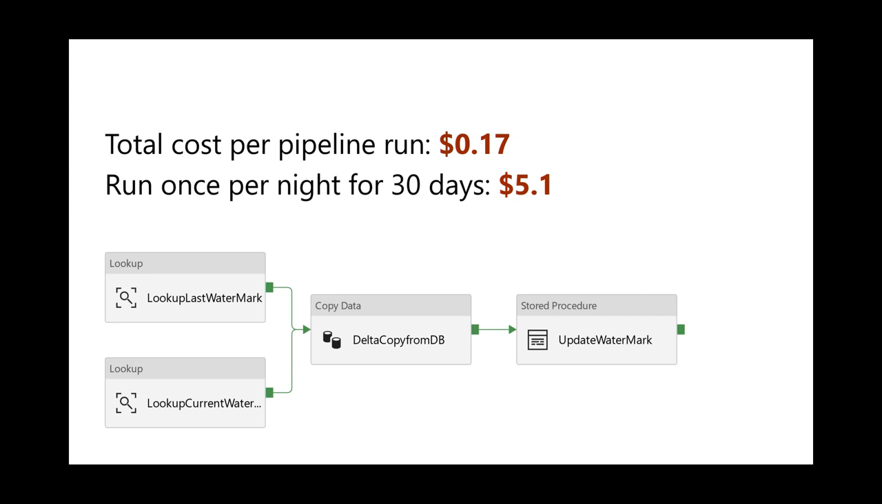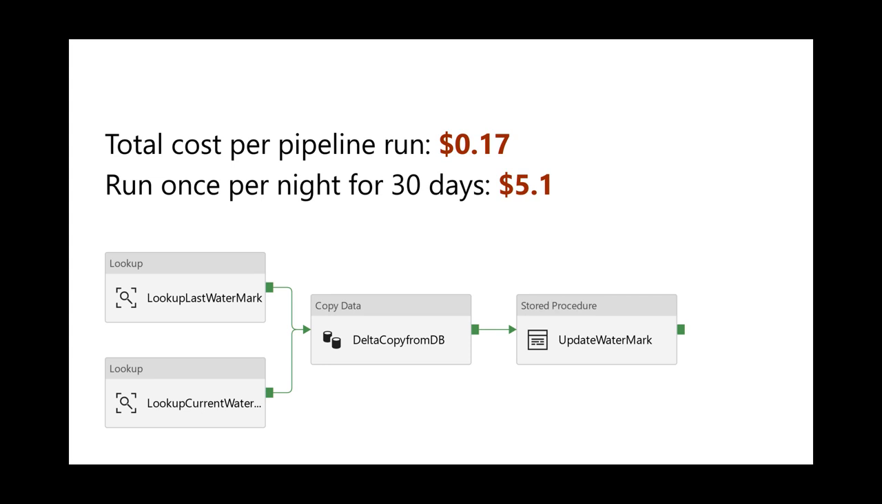So if we run this once per night for 30 days, the average cost for a month is going to be $5. That's probably a completely okay cost. It's still very inexpensive, and it is completely fine. You might not even think about paying $5.